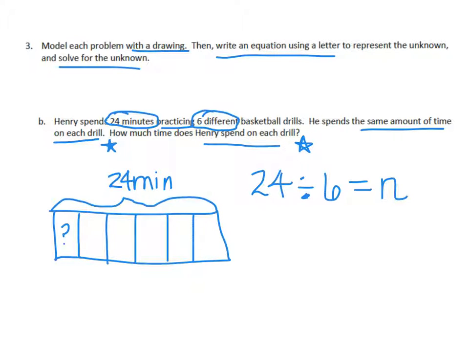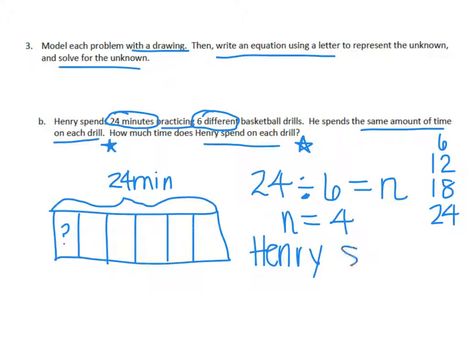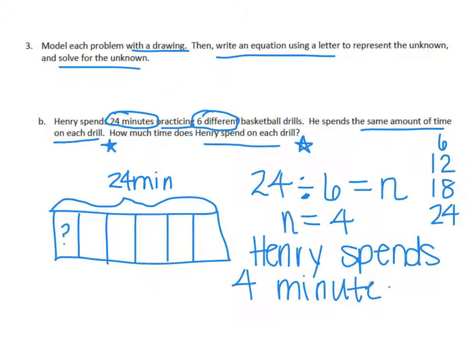So my 6's are 6 times 1 is 6, 6 times 2 is 12, times 3 would be 18, times 4 would be 24. So n is equal to 4. So that means Henry spends 4 minutes on each drill.